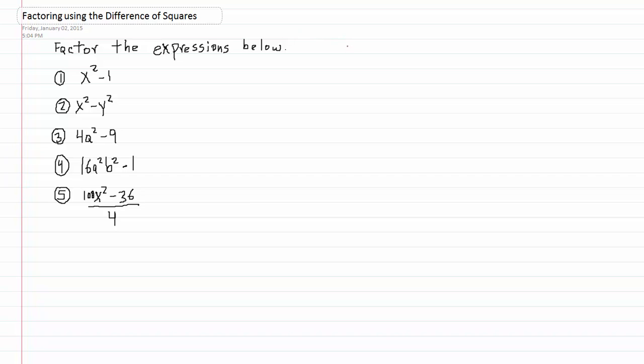Hi guys, so today I wanted to go over a few more examples involving factoring, and specifically factoring using the difference of squares method. So in this case, remember that if you have an expression of the form a squared minus b squared, you would factor it by taking the square root of the first perfect square, that would be a, then taking the square root of the second perfect square, that would be b, right, because the square root of b squared is b, and the square root of a squared is a.